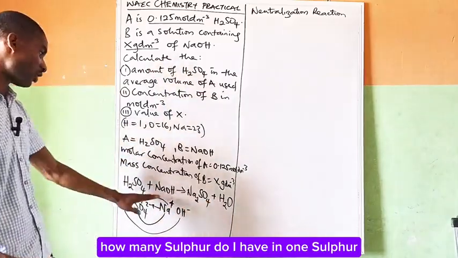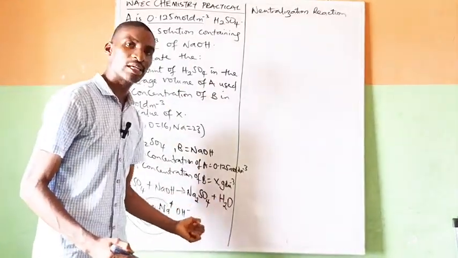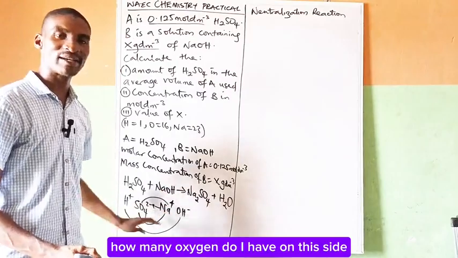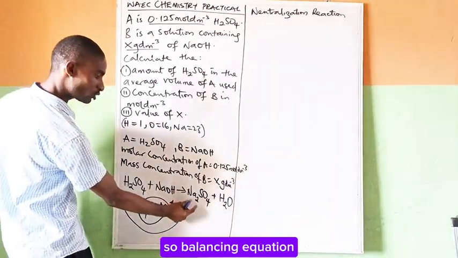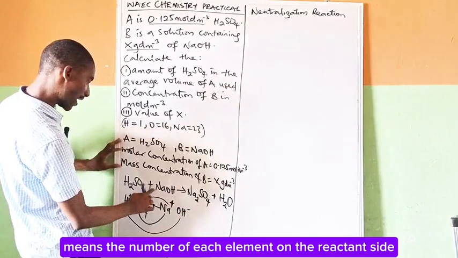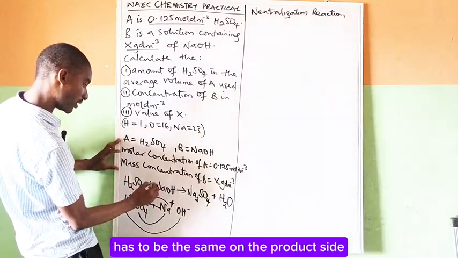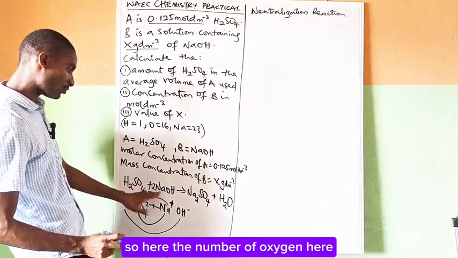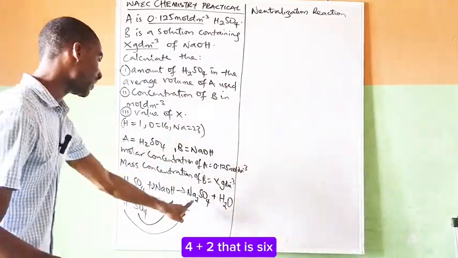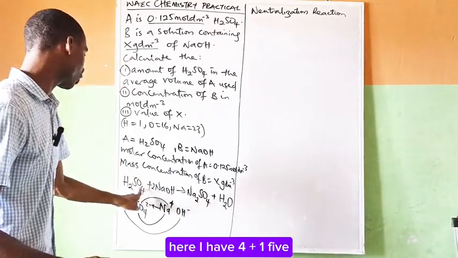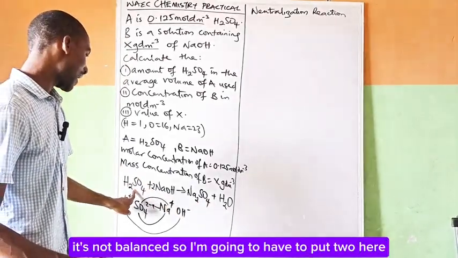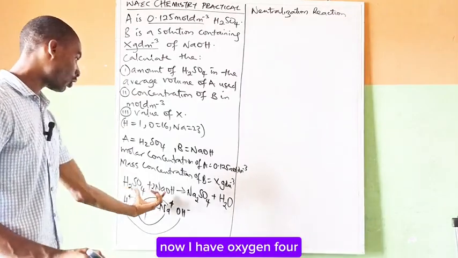So this is the first stage: you have written out the product. The next thing is to inspect and balance the equation. How many sodium do I have on this side? 2. I'm going to write 2 here, then my sodium becomes 2 here and 2 here. How many sulfur do I have here? 1. Sulfur here is 1. How many oxygen do I have on this side?